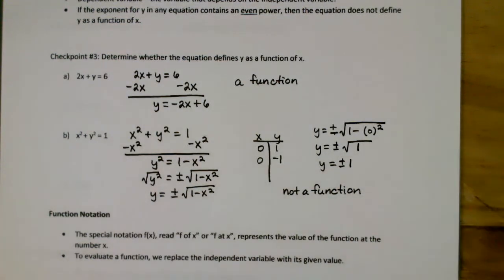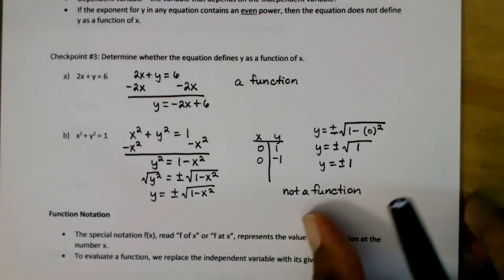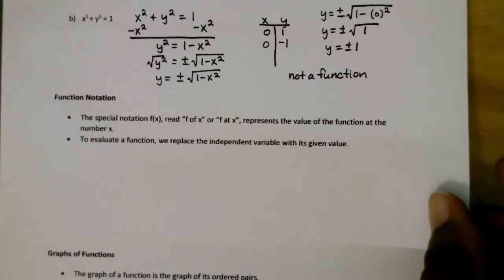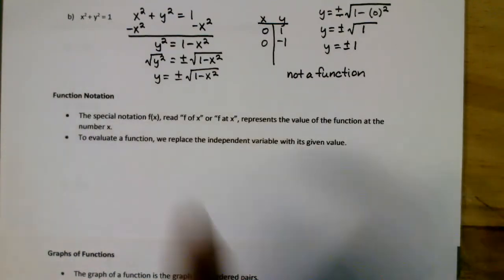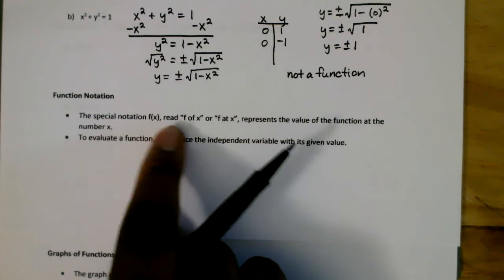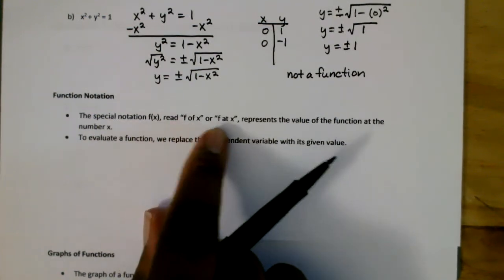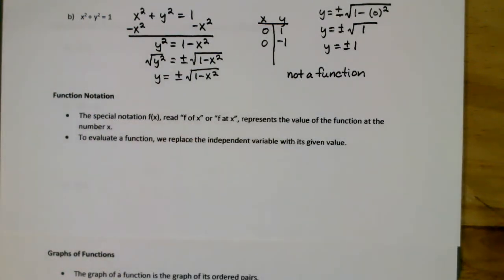Okay. So that's how we determine whether or not an equation is a function. Now next we'll look at function notation. All right, the special notation, f with the x in parentheses, is read as f of x or f at x. And it's not f times x. It's read f of x or f at x. And that notation represents the value of the function at the number x.